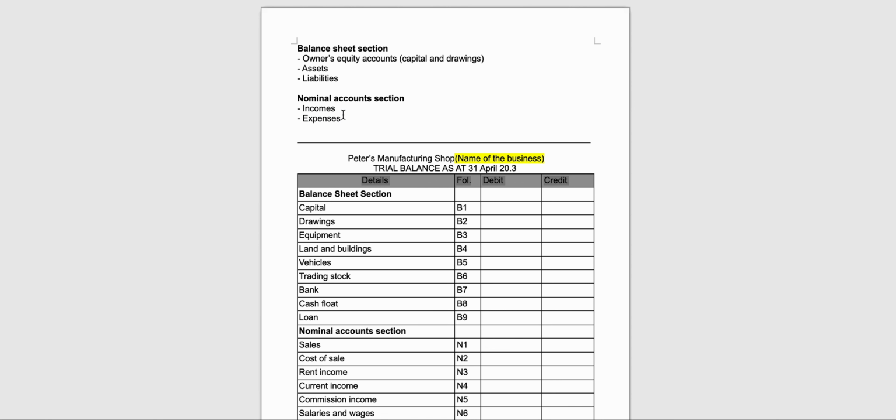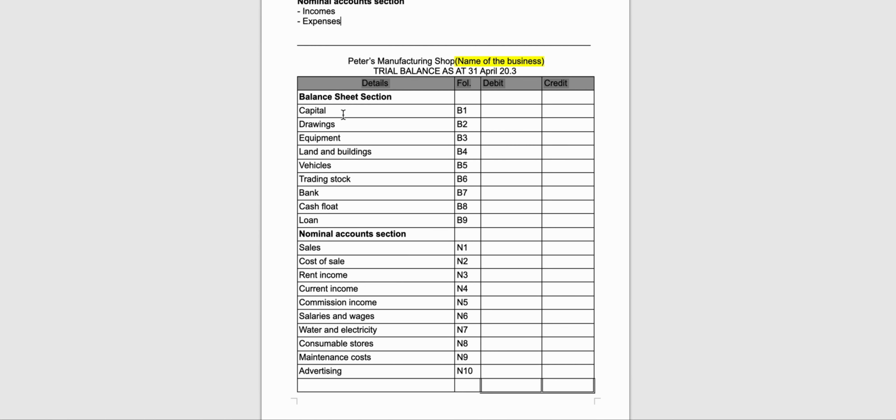Okay, so now let's get into the format of our trial balance. The first thing, before we even get into the trial balance, you are going to start with the name of the business. It's important that your trial balance has the name of the business. For this example, the name of the business is Peter's Manufacturing Shop. Please don't forget to put the name because it is important.